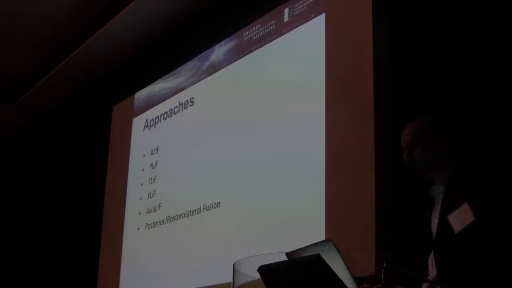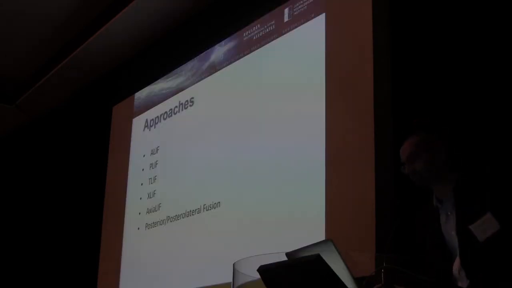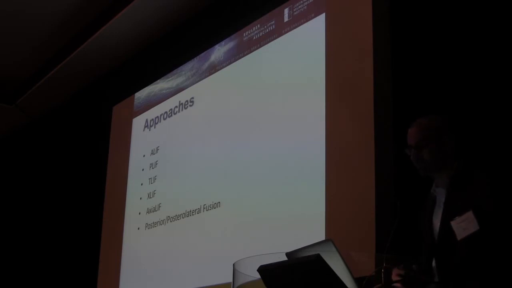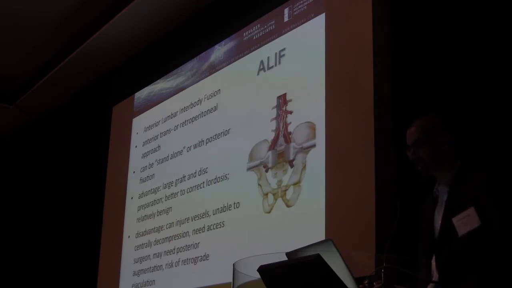Lumbar spine, I'm not going to go through these. I'm going to go through these sort of fast, but the A lift, P lift, T lift, X lift, axial lift, that's all sort of going circumferentially around the patient. The A lift is the anterior lumbar interbody fusion. This is typically a trans or retroperitoneal approach. It can be used standalone or supplemented with posterior fixation.